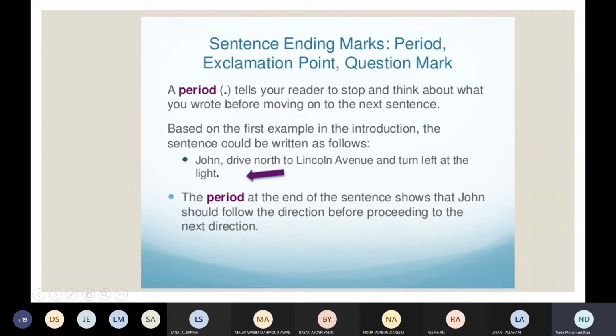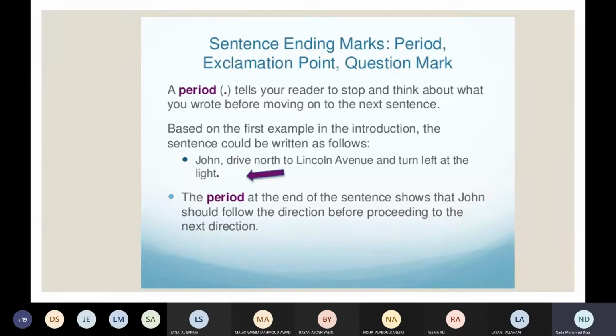A period tells the reader to stop. When you find a period, it marks the ending of the sentence, and you have to stop. You pause. Why? Because the sentence has finished and its meaning has ended. So stop and think about what you wrote before moving on to the next sentence.